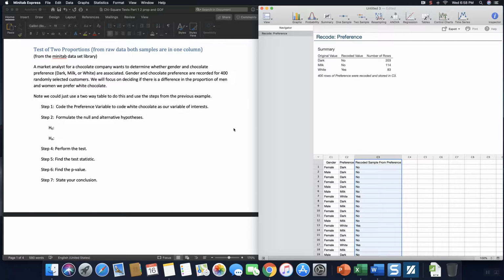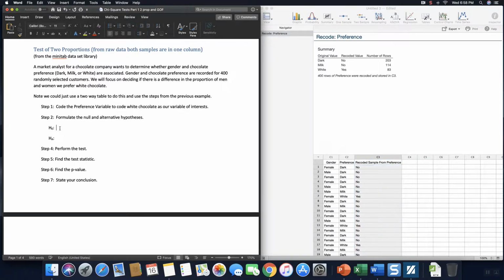All right, now that I've got this set up, I'm moving on to step 2, where I'm going to make my proportions. So these are going to look like exactly what I described. I want to see if the proportion of white chocolate likers amongst the females is the same as the proportion of white chocolate likers amongst the males. I don't think there's any difference between them. Remember, H0s are boring, they're statements of sameness or equality. And so for my Ha, I'm going to say they're not different.